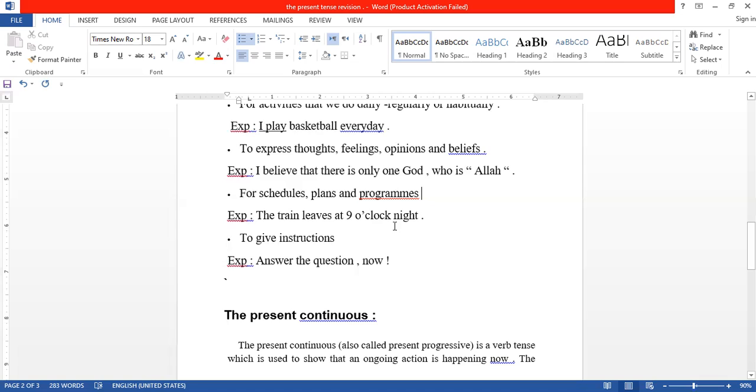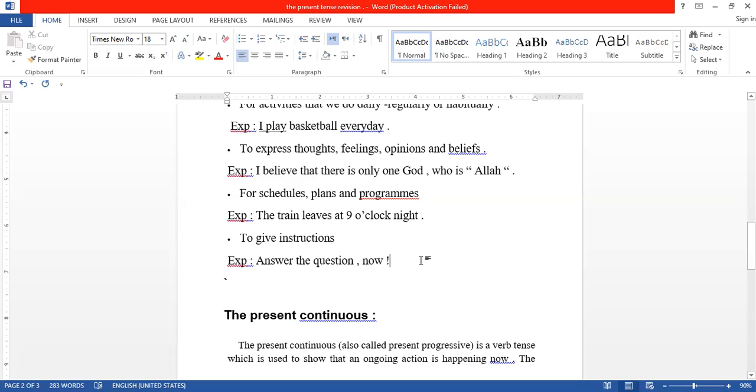Next one, or the last one. To give instructions, example, answer the question now. Very good. Also, we use the present simple to give instructions, to give orders. Answer the question now. Get up early. Don't write. Answer the question. So here, we cannot use any other tense to give instructions, only the present simple. We cannot use the past or the future to give instructions. This is illogical, impossible. Yes or no? Yes. That's why we can also use the simple present to give instructions, like this example. All right?